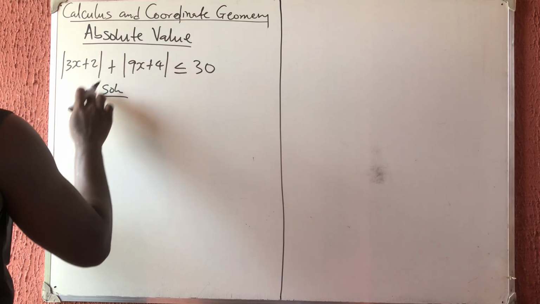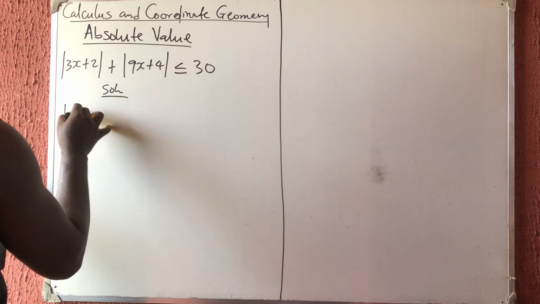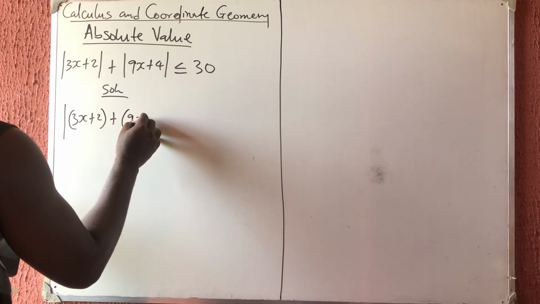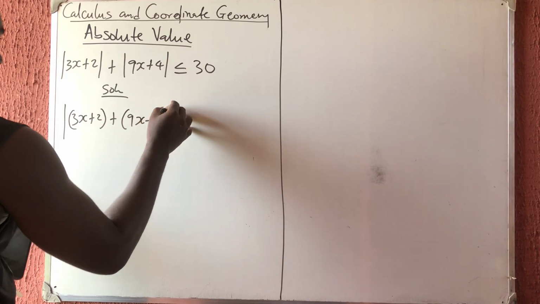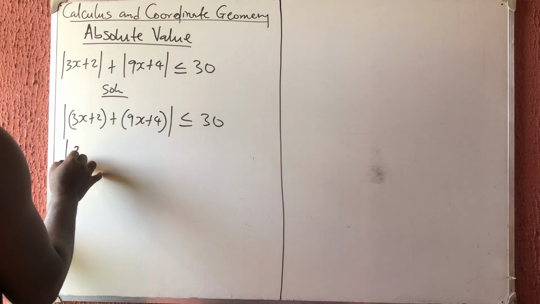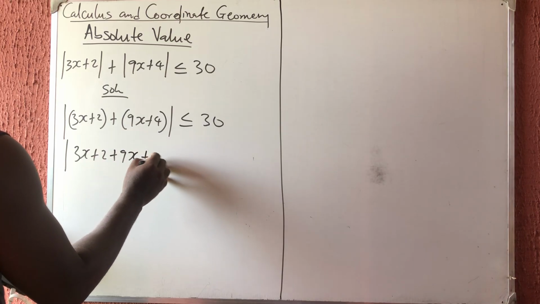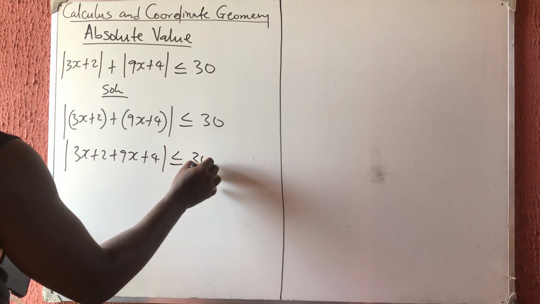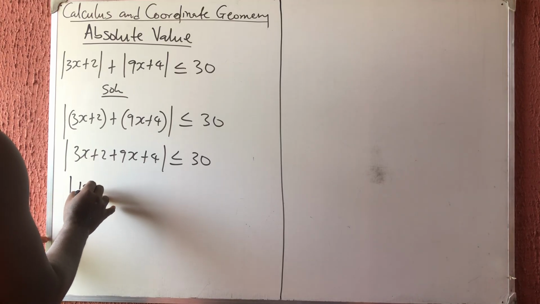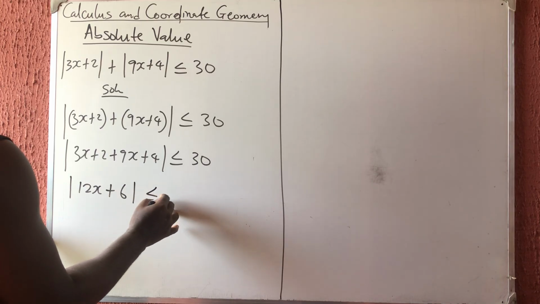So removing this line means the absolute value of 3x plus 2, plus 9x plus 4, which is less than or equal to 30. So this is now absolute value of 3x plus 2 plus, times this will give you, plus 9x plus 4, is less than or equal to 30. So this will now give us absolute value of 12x plus 6, right, is less than or equal to 30.